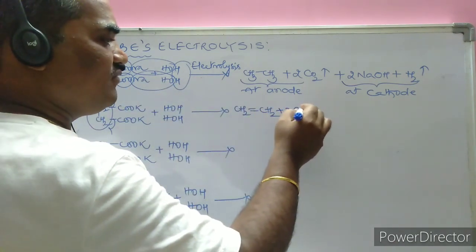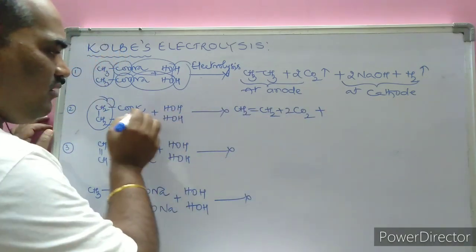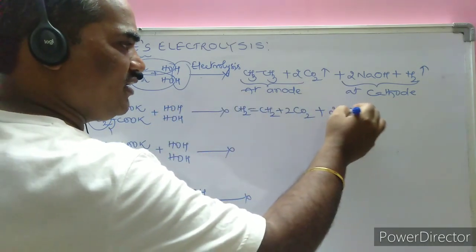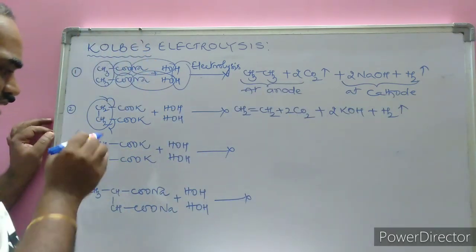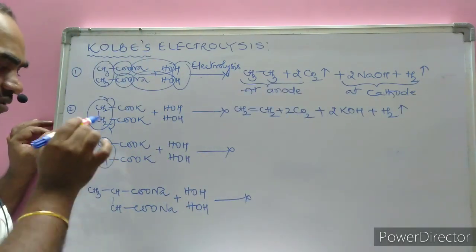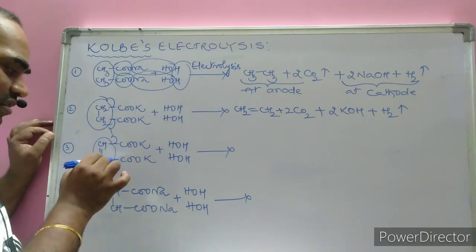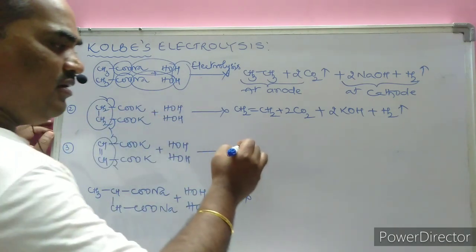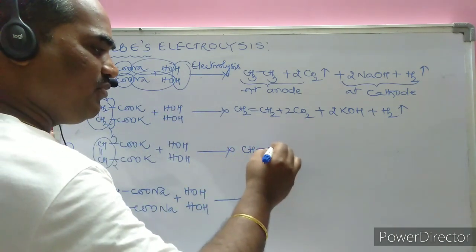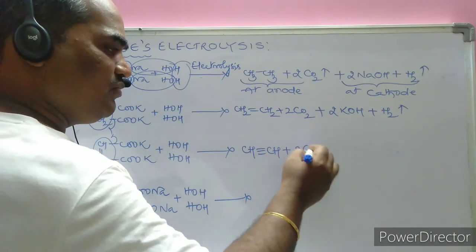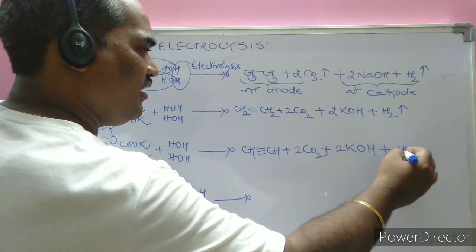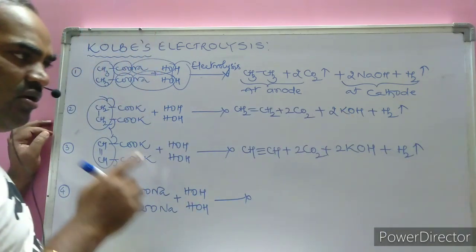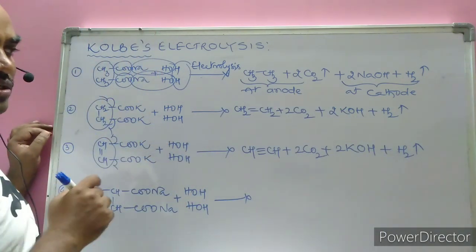Two molecules of carbon dioxide gas, two molecules of potassium hydroxide, and one mole of hydrogen gas are liberated. Here the reactant already has a double bond, hence homolytic cleavage. What will happen? A triple bond, CH triple bond CH, and two CO2 molecules, two potassium hydroxide molecules, and hydrogen gas. One more thing, during the course of this reaction, what happens?